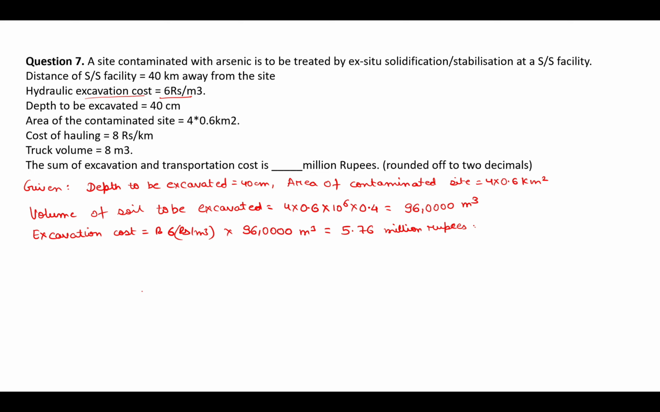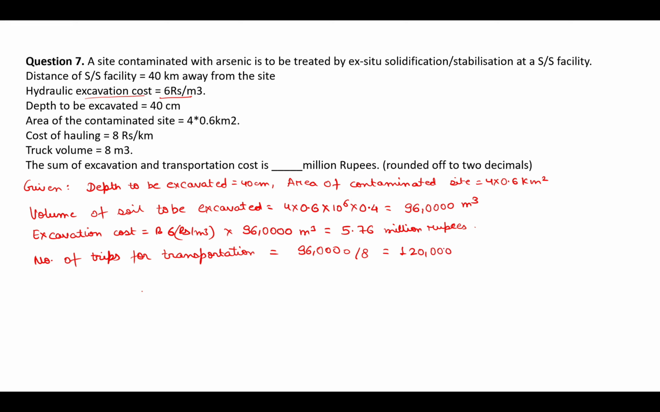Next, we will find out the number of trips which will be required. So volume of truck is 8 meter cube. So we will divide the total volume of the soil to be excavated by the volume of the truck. So this will give us the number of trips for transportation. So this is the total volume divided by 8 meter cube. So this much is the number of trips required.